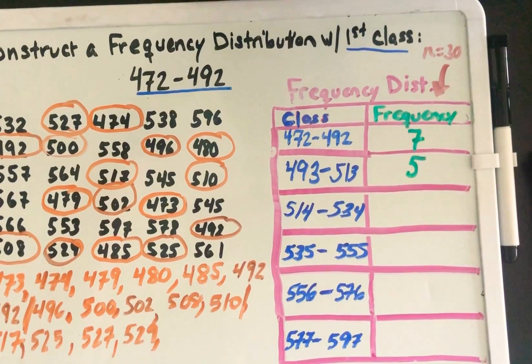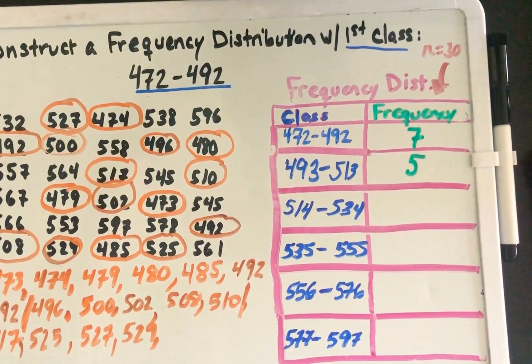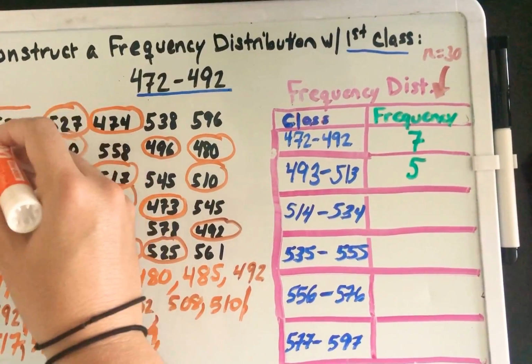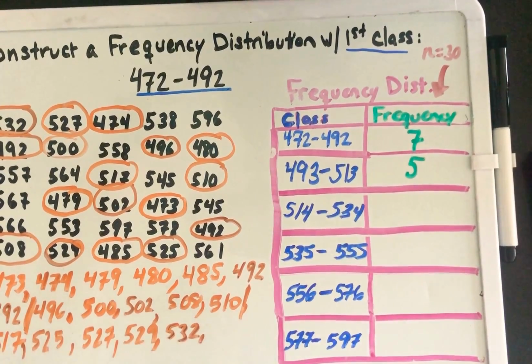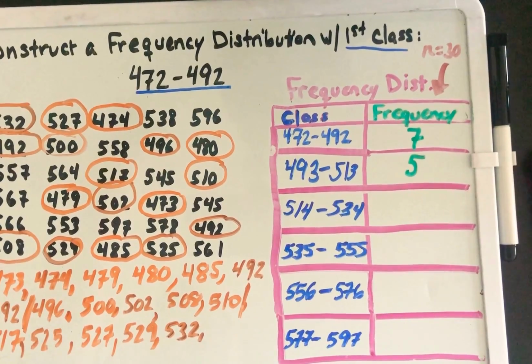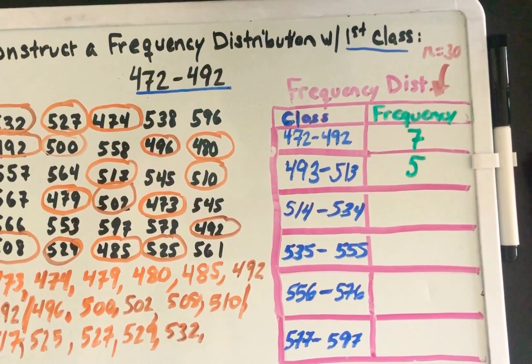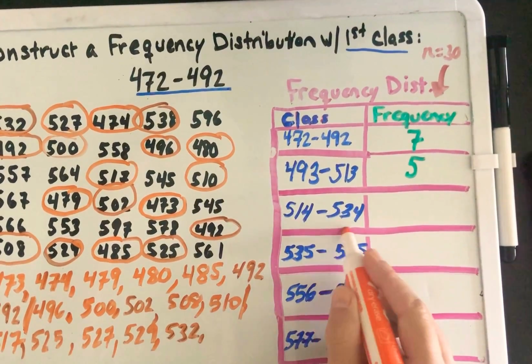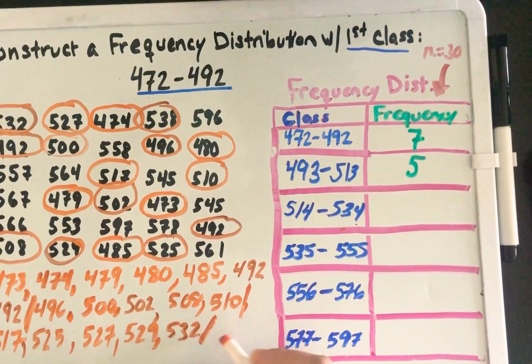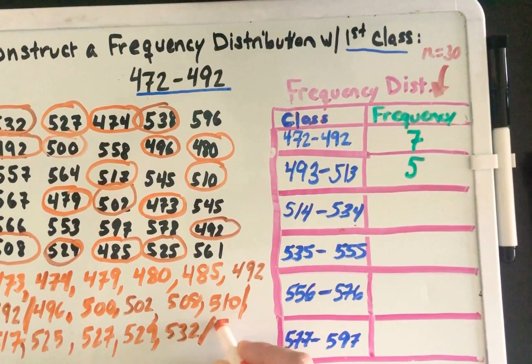After 529, what did you find? 532? Let's see, there it is, 532. And after 532, I'm finding something that's above this class. I'm finding 538. Do you see that? 538. So that's not going to fit in this class. That's actually going to be in the next class. 538 would be next.